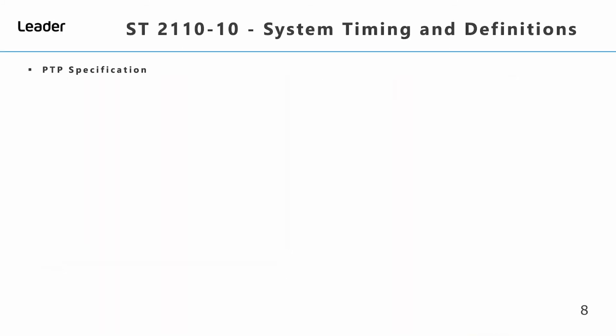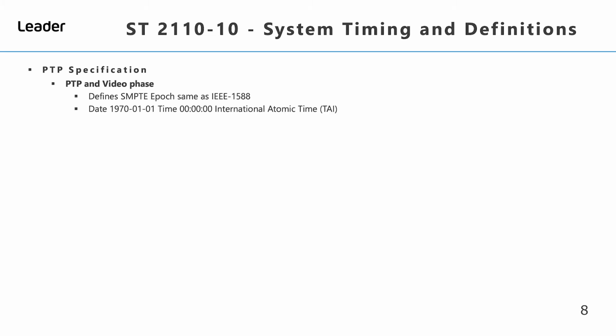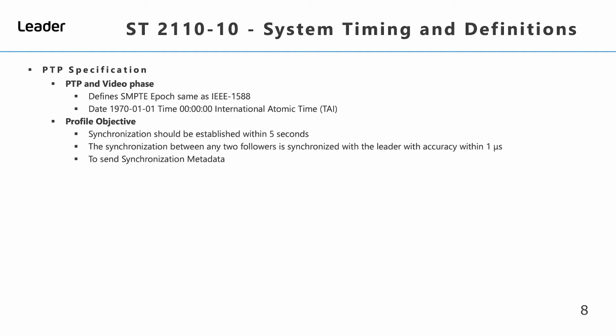So let's take a more detailed look at the PTP specification and video phase. Both the IEEE 1588 and SMPTE epoch are the same, namely the 1st of January 1970 at a time of 0 hours, 0 minutes, 0 seconds, based upon the International Atomic Time. The profile objective is that synchronization should be established within 5 seconds. The synchronization between any two followers is synchronized with the leader with an accuracy of within 1 microsecond.